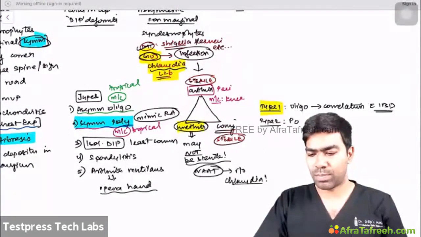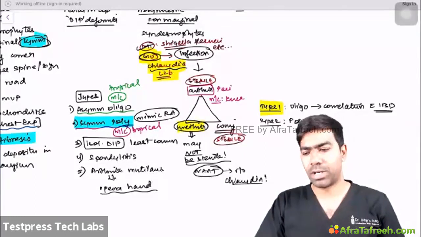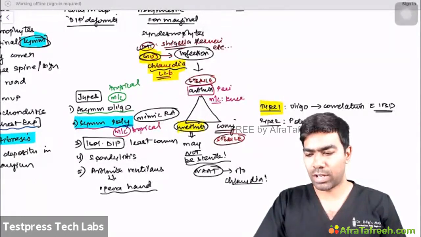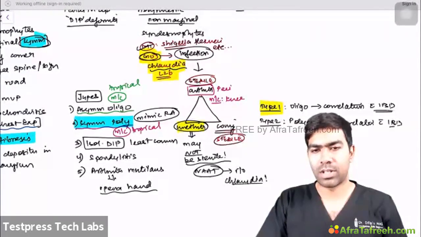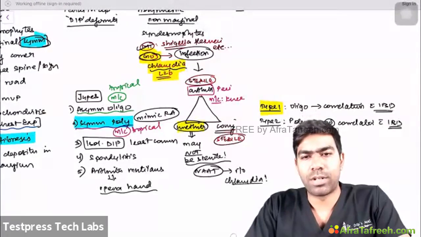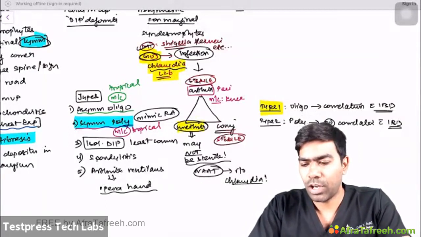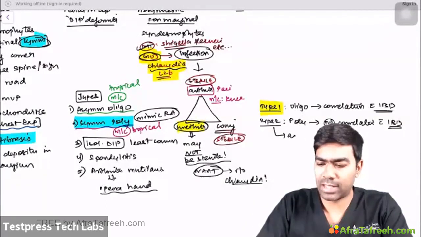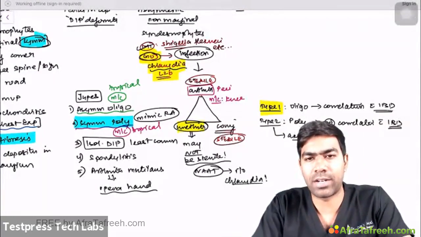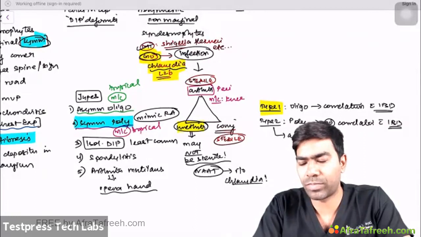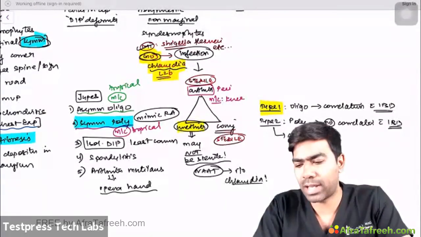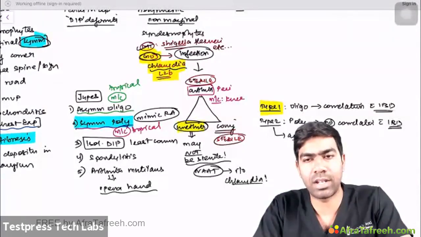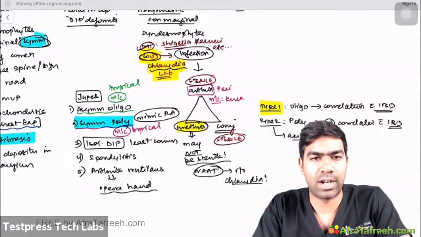And the second one is polyarticular symmetric type, but they do not have correlation. No real correlation with underlying IBD activity. So that's very important. Clear? Or probably type 2 can also have an axial disease. And again, they do not have any correlation with the underlying IBD activity. So type 1 oligoarticular has correlation with IBD activity, but type 2 polyarticular, or probably with axial involvement, really doesn't have much correlation with underlying IBD activity.